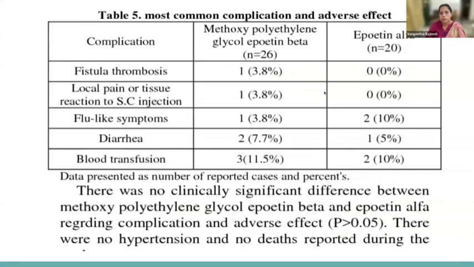So this shows a comparison between methoxypolyethylene glycol epoetin beta and epoetin alpha among the complication levels. Fistula thrombosis and local pain or tissue reaction were almost nil in the early first generation groups, whereas with third generation it's around 3%. Then incidence of blood transfusion is almost comparable. And diarrhea and flu-like symptoms were seen more in first generation groups rather than the third generation group.